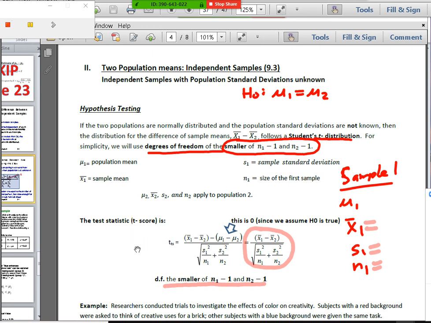The only other thing that changes is your test stat. It's going to be the difference in your samples, minus the difference between the means, which, since we're assuming that they're equal, is going to be 0, so it goes away, divided by the square root of the standard deviation. If you have two populations, you add their variances and take the square root, so it's S1 squared over N1 plus S2 squared over N2, and then square root that. So this is your test stat. And remember, for degrees of freedom, you use the smaller of N1 and N2, the smaller one minus 1.